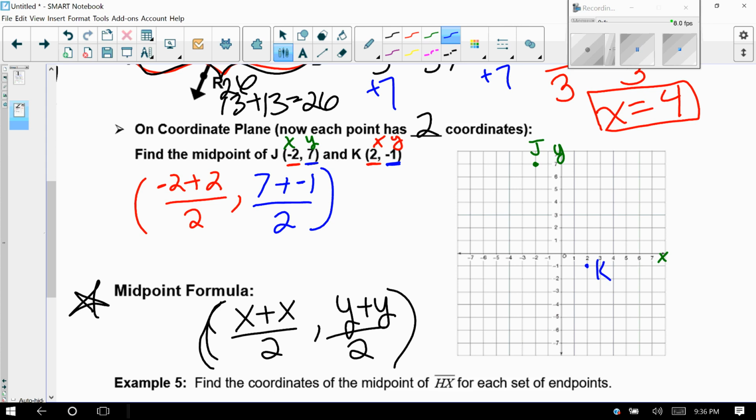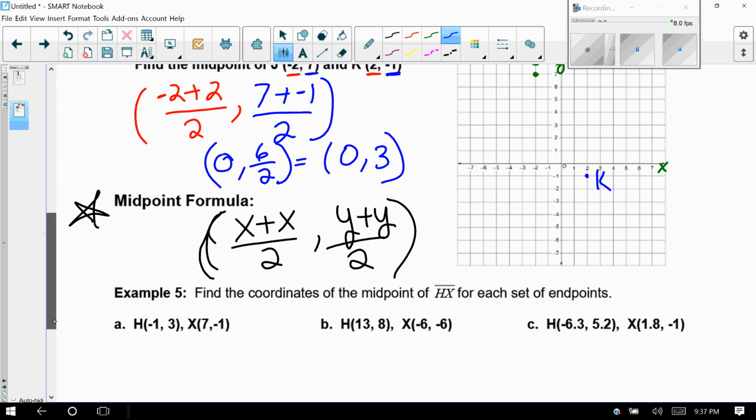Now I've just plugged this into your calculator, but -2 plus 2 is 0. 0 divided by 2 is still 0, right? That's okay though. It's not undefined or anything. 7 plus -1 is the same thing as 7 minus 1. 7 minus 1 is 6. So I can rewrite this for you, 6 over 2, right? And then you guys can help me out. 6 over 2 is what? We know that 6 over 2 is 3. So write down 3. Alrighty. So we use the midpoint formula.